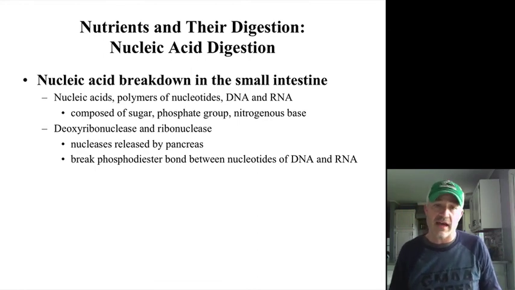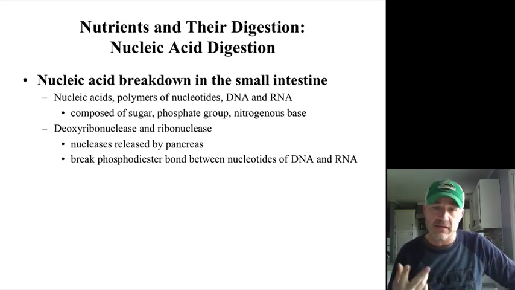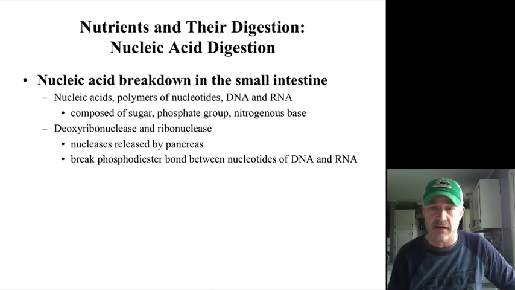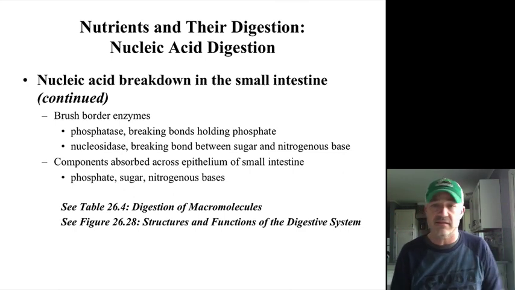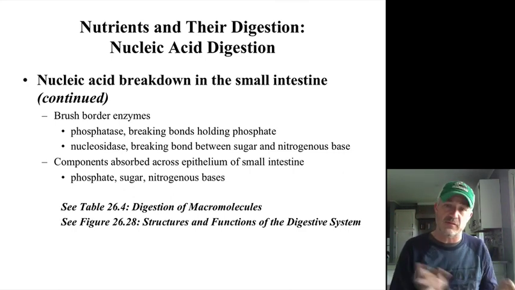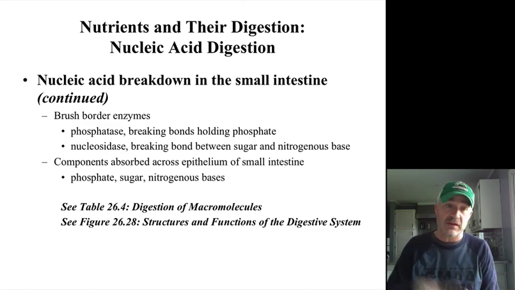Last thing here, nucleic acids. Anything that we ingest that has DNA and RNA, we can break down to their basic subunits. We have deoxyribonuclease, which breaks down DNA, and ribonuclease, both enzymes from the pancreas that clip between the bases of these molecules. There are also phosphatases and nucleosidases that clip the nitrogen bases from the sugars and clip the phosphates off. What this gets us to is the basic subunits of a nucleic acid: a nitrogenous base, a sugar, and a phosphate.